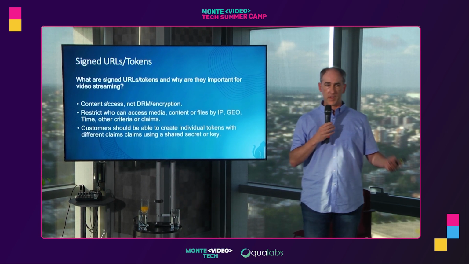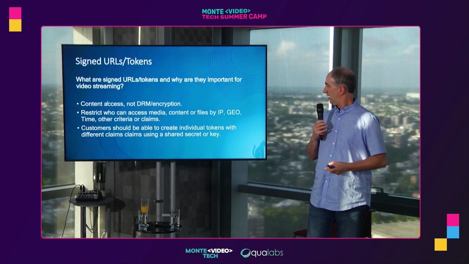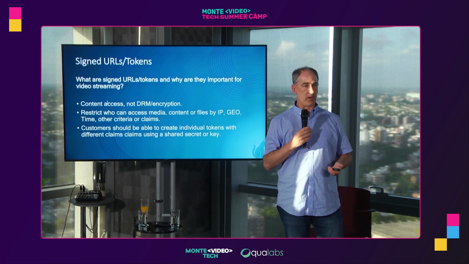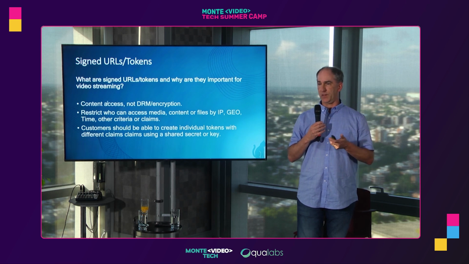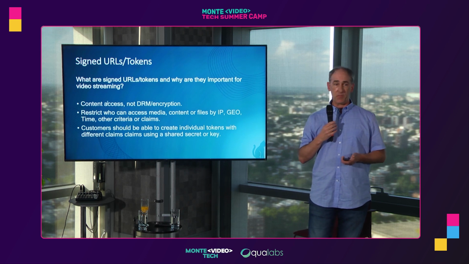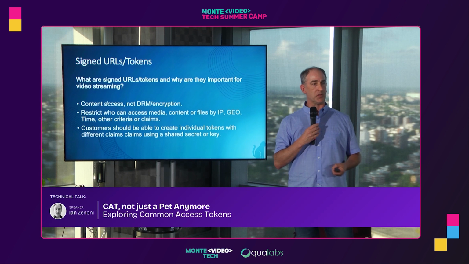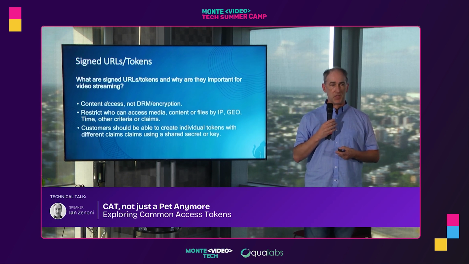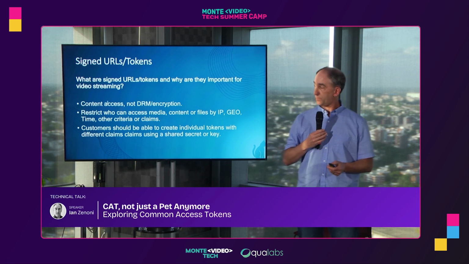Whether it's video, files, images, signed URLs are used in the industry in different ways. The tokens can have different claims or criteria on who should access it or how they should access it. You can restrict it by IP address, geographic areas, time, whether you can access it before this time or after this time. And customers should be able to create these tokens for their users based on who they are, where they are, and what they want to do. So these tokens need to be created by the person who's creating the content for the people who are watching the videos.